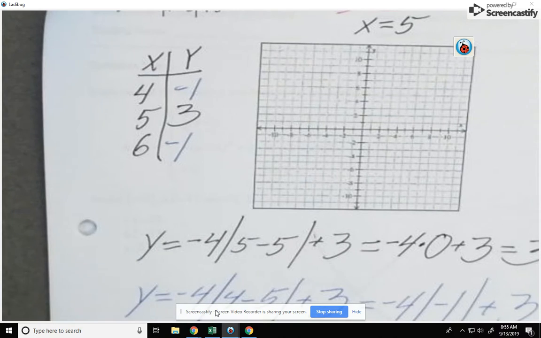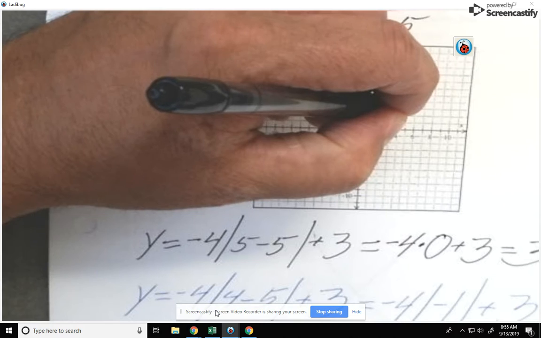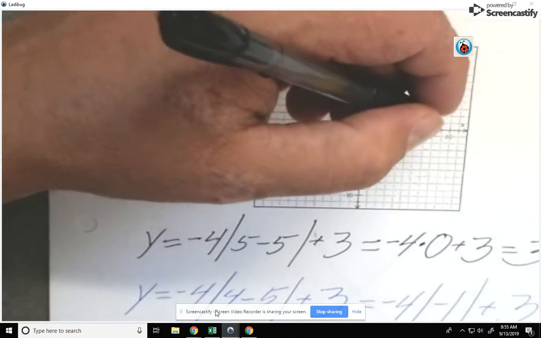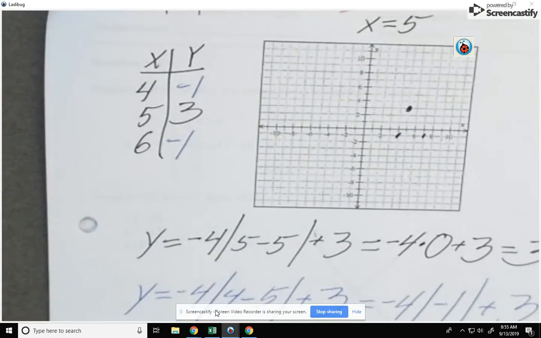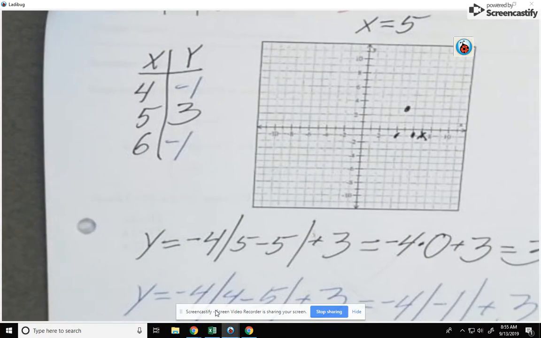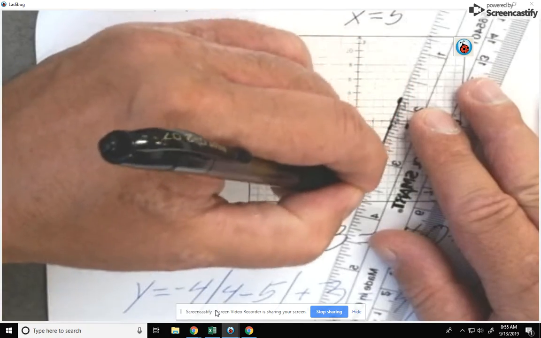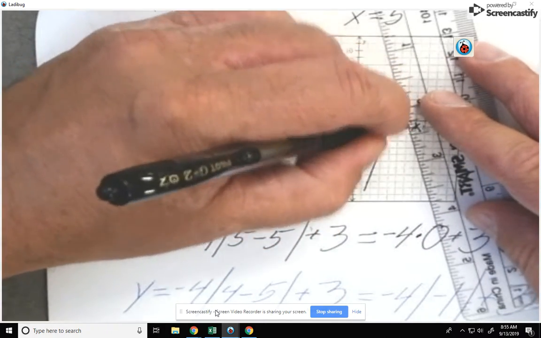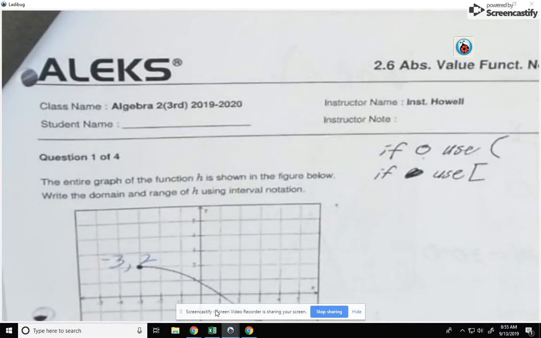So now as I graph my 3 points, okay, I got my 3 points graphed. And again, once I have my 3 points graphed, I just connect them to get my V shape, in this case an upside down V. So that is the notes for 2.6 absolute value functions.